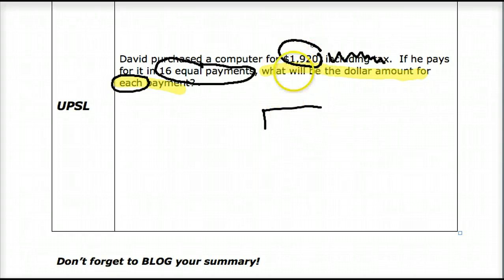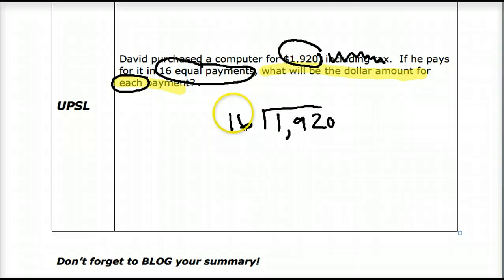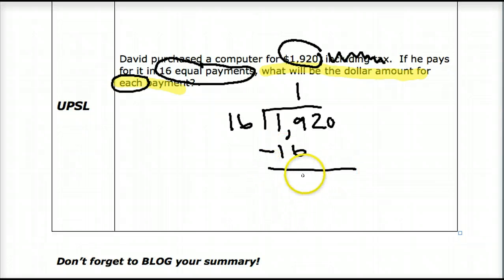So we're going to put our total amount of money on the inside of the house and our amount of payments, 16, on the outside. So we know that 16 will go into 19 one time, so we need to take it away, which gives us 3 left over. 16 won't go into 3, so we're going to drop down that 2. And we know that 16 will go into 32 twice. So 2 times 16 is 32.